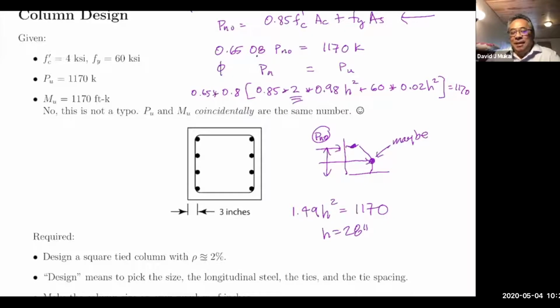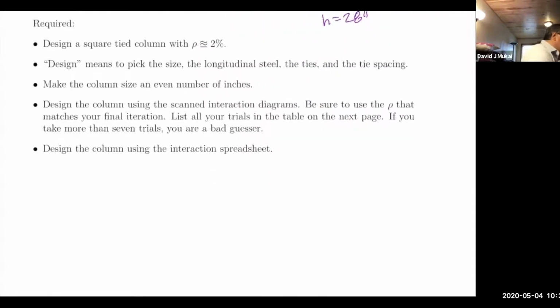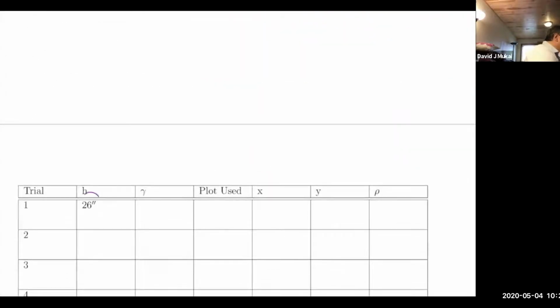But this actually worked really well because I've already done it. I know the answer is 28. So that's great if you would do it. But I'm going to use 26 because I want to show you what to do if you make a bad first guess. So we're going to guess 26, okay? The first thing to do is gamma.